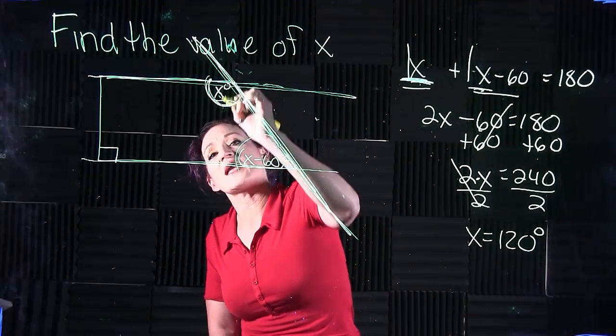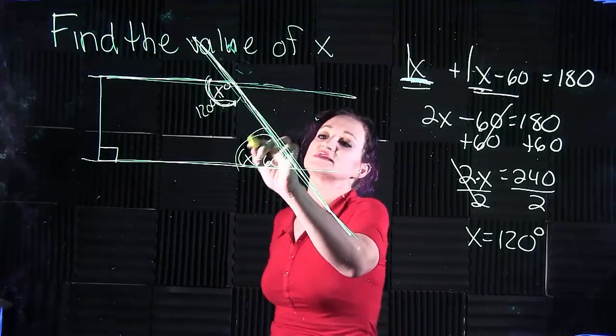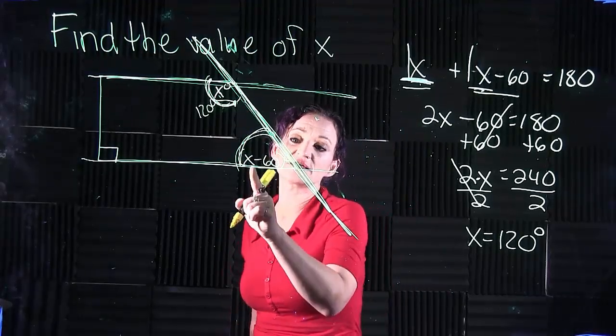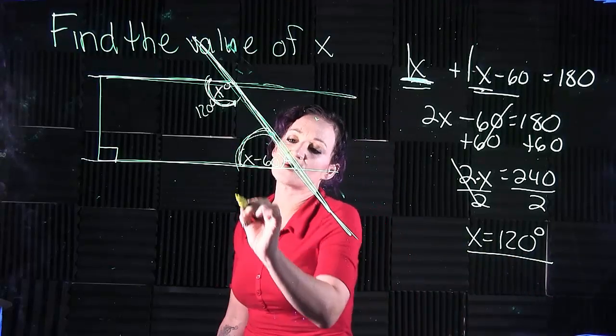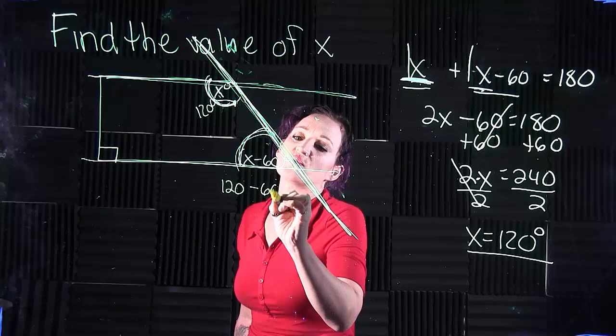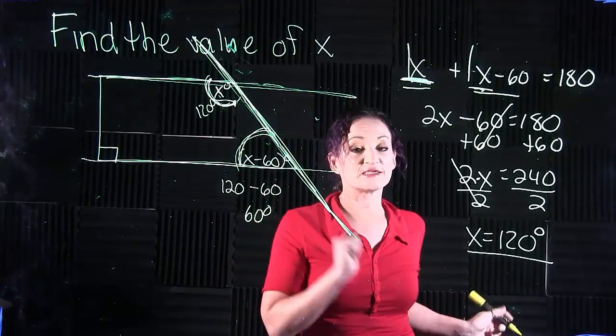So that means this angle right over here is 120 degrees. If we want to know what this angle measurement over here is, we can simply take x equals 120 and plug 120 in for x, which gives us 120 minus 60, with this bottom angle being 60 degrees then.